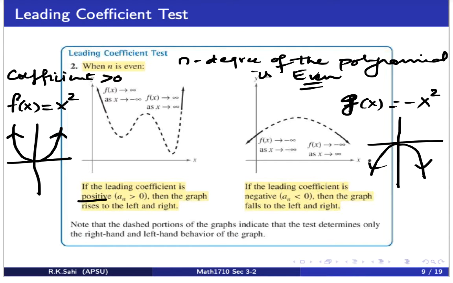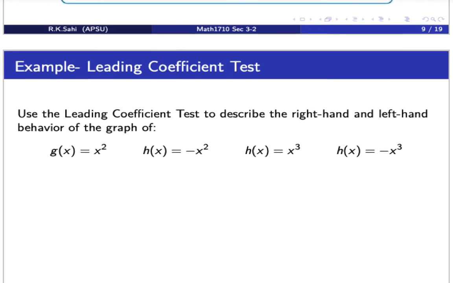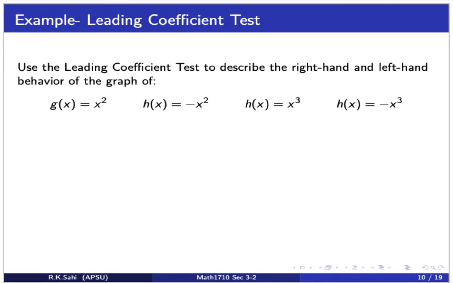Now what happens? According to the leading coefficient test, if your function is even, that means the degree is even, and the coefficient of the highest power in this polynomial is negative, the graph of the function will fall to the left and the right. That's what we are talking about. We are going to use this leading coefficient to describe the right hand and the left hand behavior of the graphs of the function. I've already done it, but just for practice's sake, let's repeat these things again.